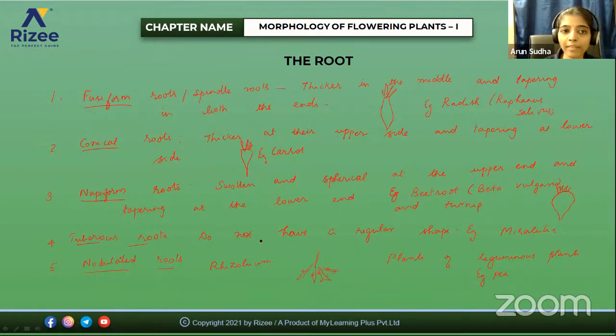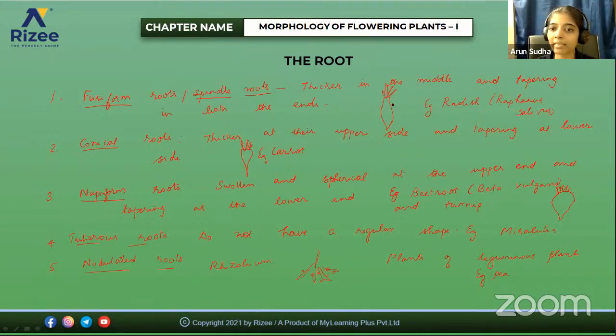So there are different types of modifications that are happening in the root system. Apart from the absorption of nutrients, the roots also serve other purposes like the storage form of food. So these are all the examples for the storage form of food, particularly the modifications of the taproot. The first one is fusiform roots, which is also called spindle roots. So depending upon the shape of the storage form of the root, they are classified into different types.